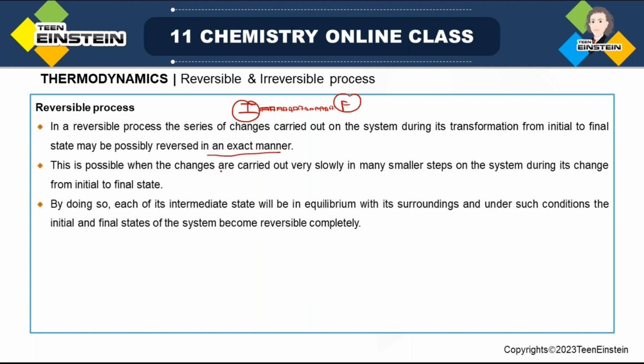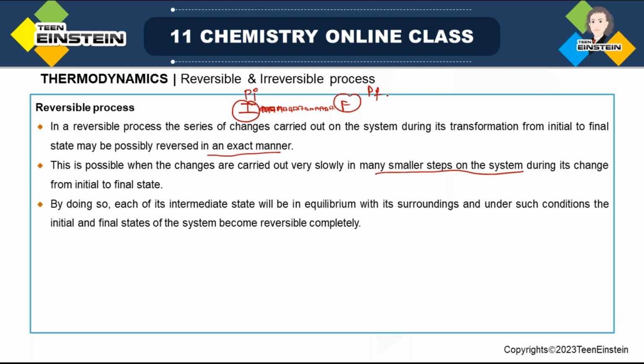Now, this is possible if you are doing the change very slowly in smaller steps. See, here I have mentioned some smaller steps. So you are not doing it suddenly or abruptly. You are doing it very slowly, in small steps, during the change from initial to final. Because if you are doing it abruptly, suppose initially there is one P value, Pi, and final is PF. If you do it abruptly, what will happen? The change from Pi to PF is sudden.